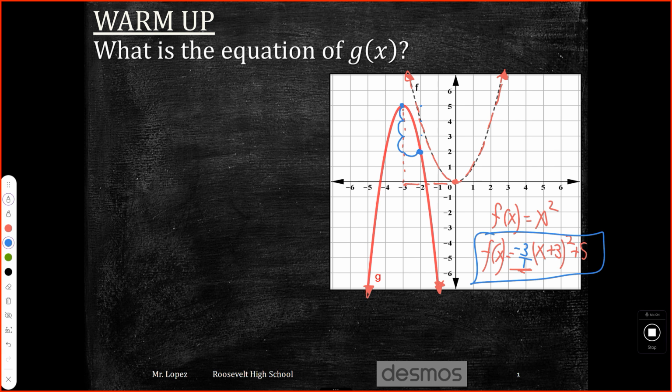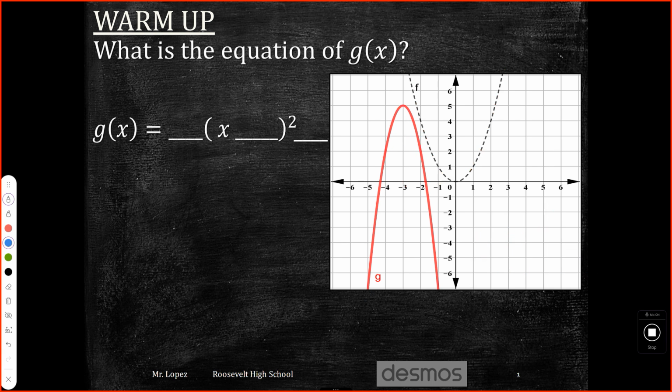Okay? So it is easy to get these horizontal and vertical shifts, but sometimes a little bit harder to get the a value. So it is down 3 over 1. Got shifted to the left 3, meaning plus 3, and then up 5.